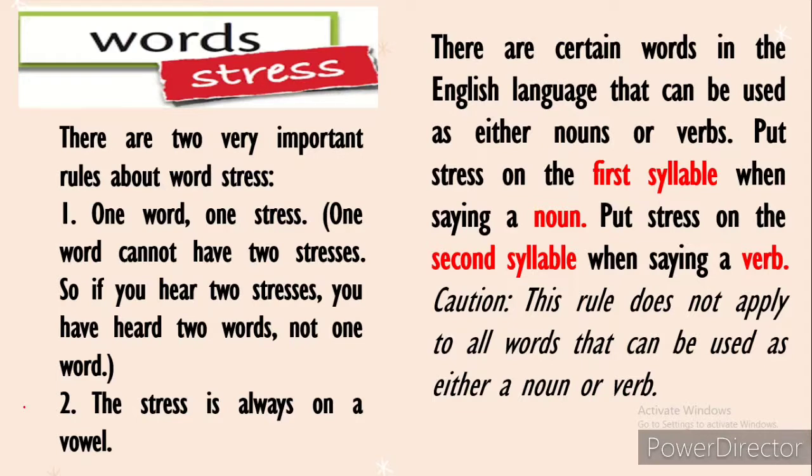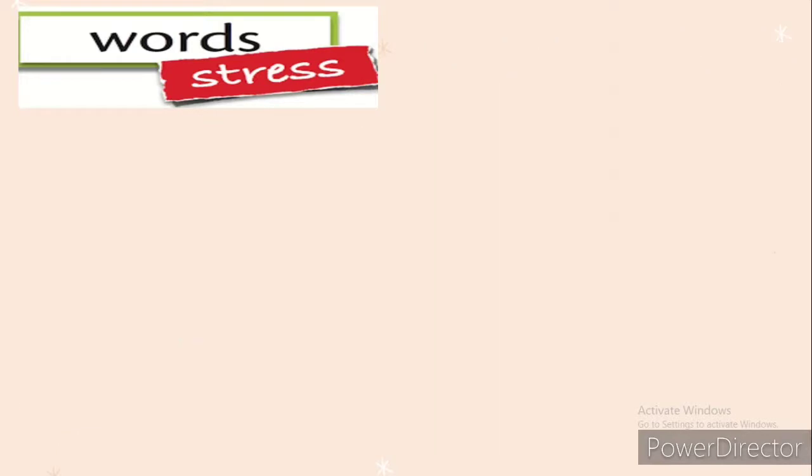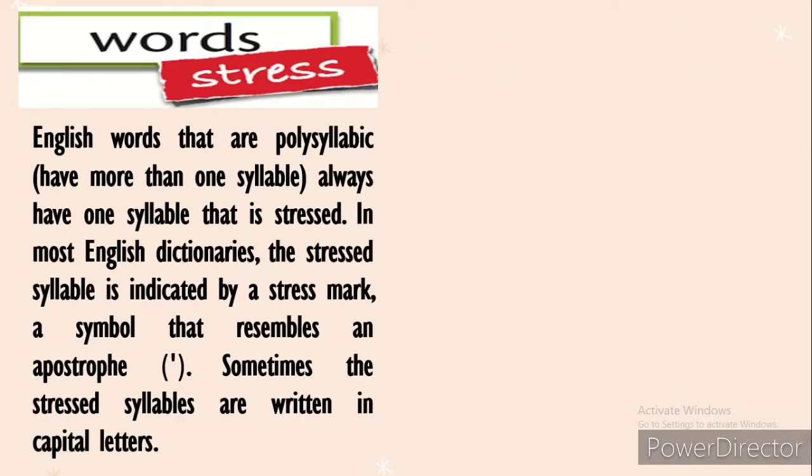English words that are polysyllabic, have more than one syllable, always have one syllable that is stressed. In most English dictionaries, the stressed syllable is indicated by a stress mark, a symbol that resembles an apostrophe. Sometimes the stressed syllables are written in capital letters.